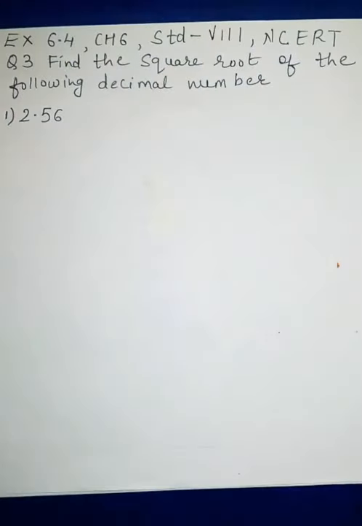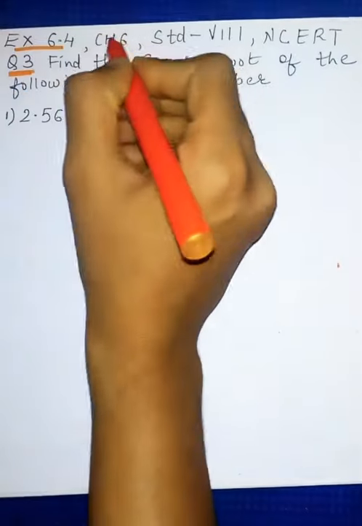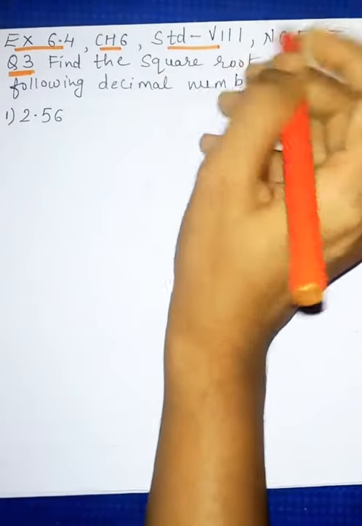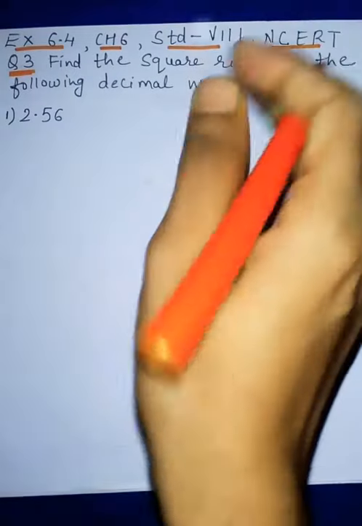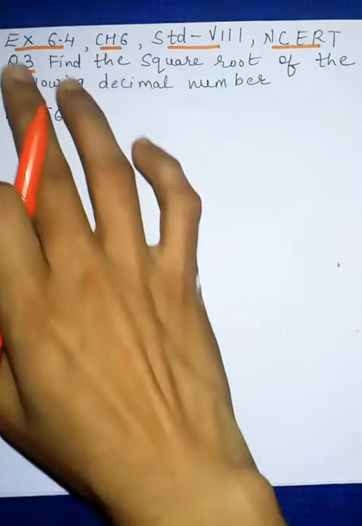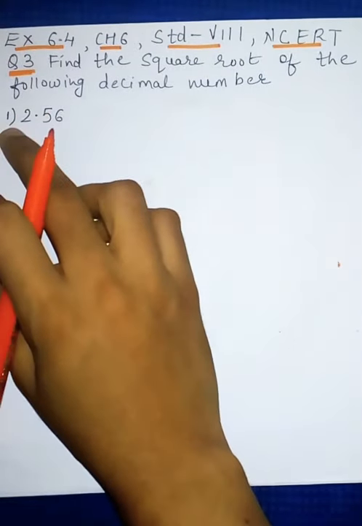Hello everyone. Now we will see exercise 6.4 question number 3 of chapter 6, standard 8, Square and Square Roots, NCERT. In the previous video we saw question number 2 of this exercise. Now we will discuss question number 3. So let us first see the question.